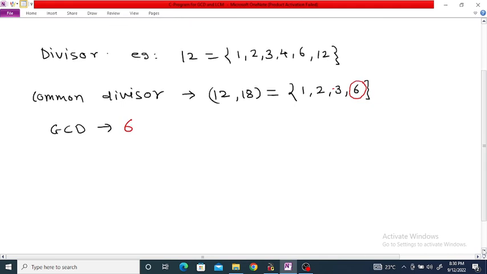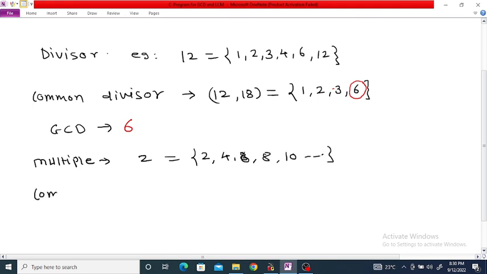So next, what is a common multiple here? First of all we are going to discuss the multiple. So what is a multiple here? If we take for example 2, what are the multiples of 2? 2, then 4, 6, 8, 10. These are all multiples of 2.